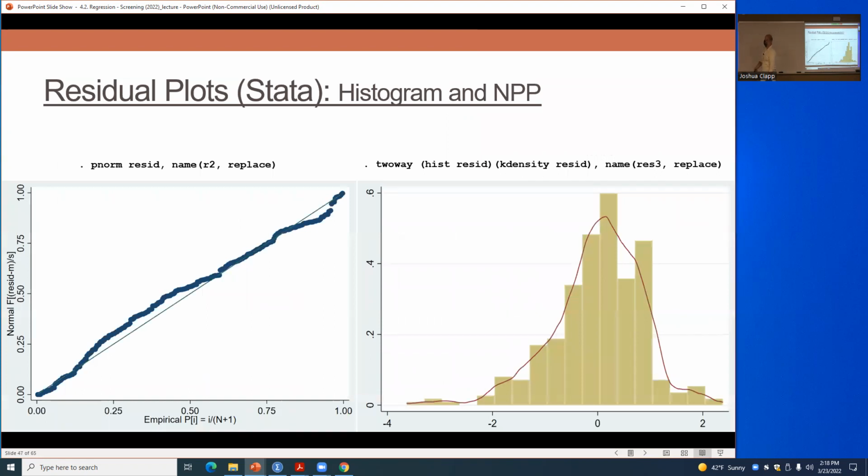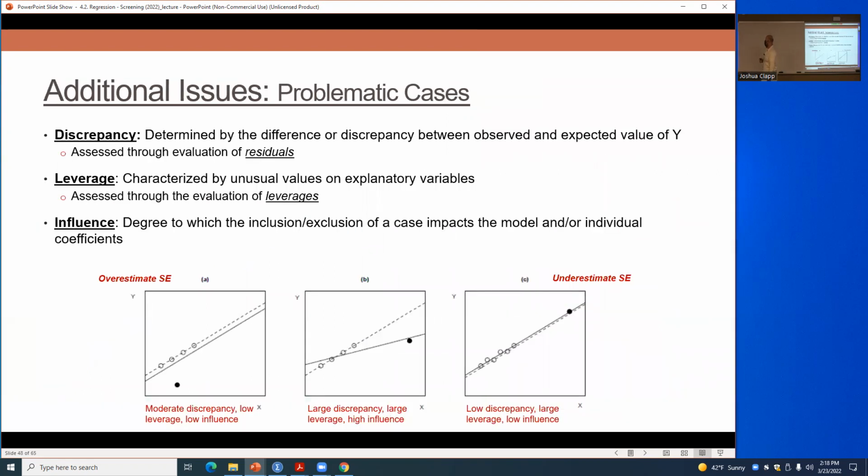All right. Same thing in Stata. All right. And this is where we start getting into individual cases. We want to go through and take a look at 3 different statistical constructs here. Discrepancy, we're going to assess this with our residuals. Discrepancies are weirdnesses going on in Y space. And we're going to look at these back. We're going to go back to our residuals to look at this.